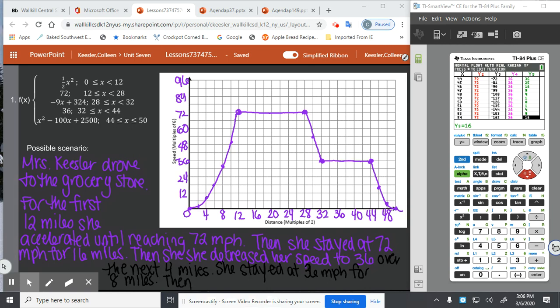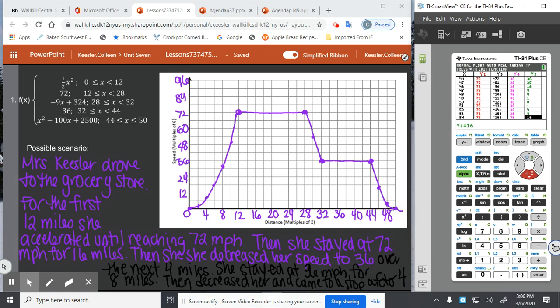Then decreased her speed and came to a stop after how many more miles? So 44 to 48, 4 more miles. So you get the point there. It should be 4 more miles there. Hopefully you can fit it in the space that I gave you. All right. So it's pretty simple. You should be able to do this without too much challenge here. So you're going to try the next problem on your own.